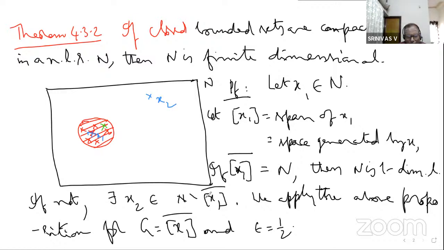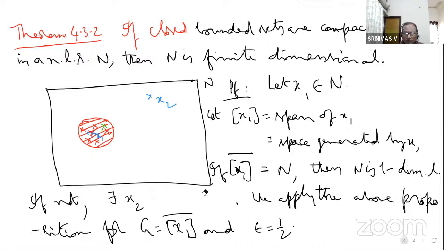There exists an x2 in there exists an x. If not, there exists an x2. This is wrong. What should it be? This is on the unit sphere. There exists an x2 on the unit sphere.